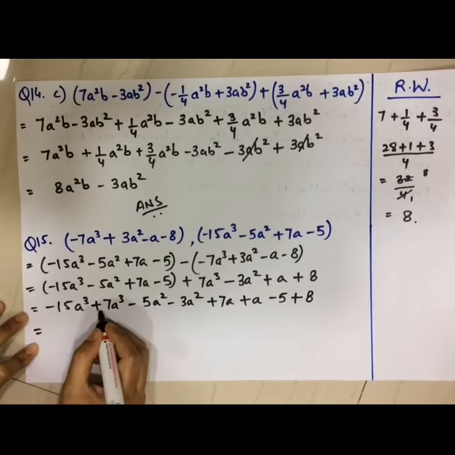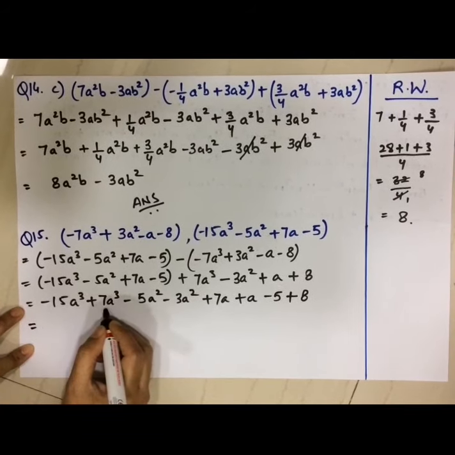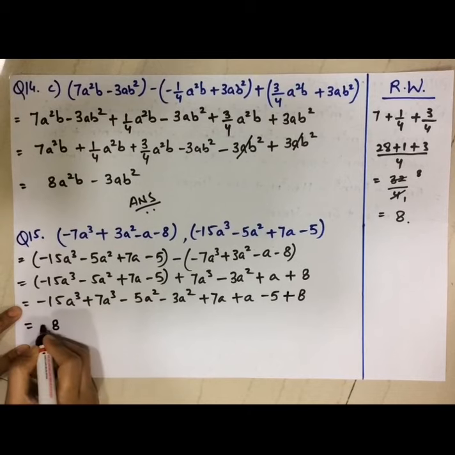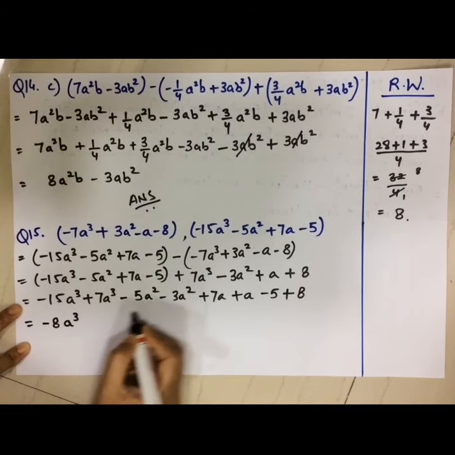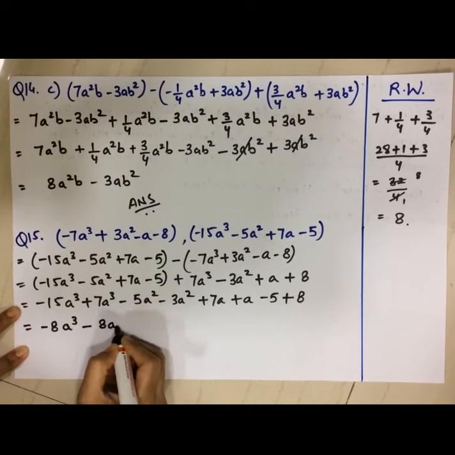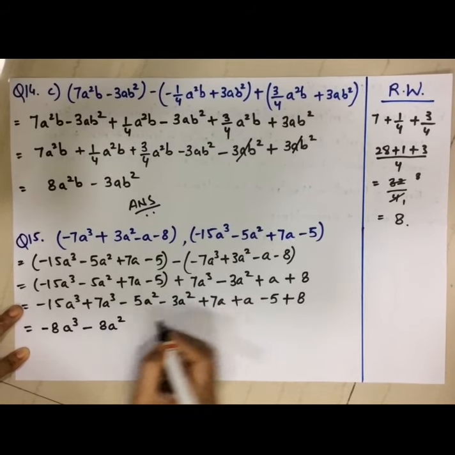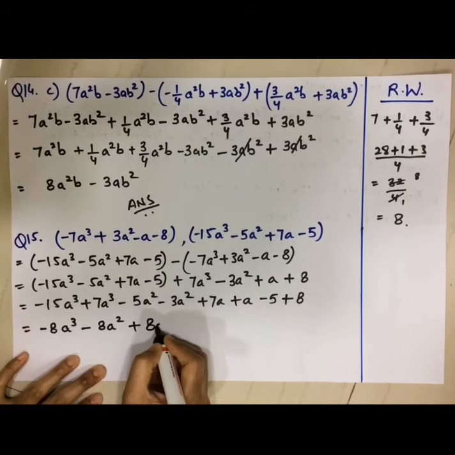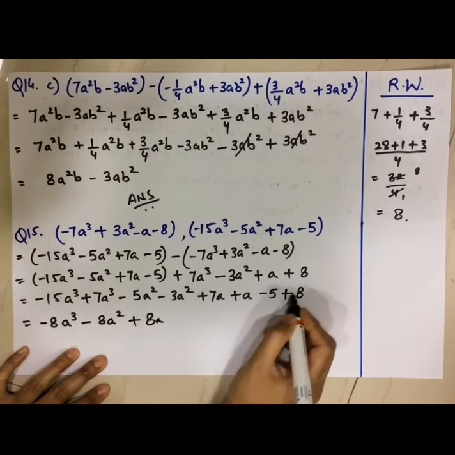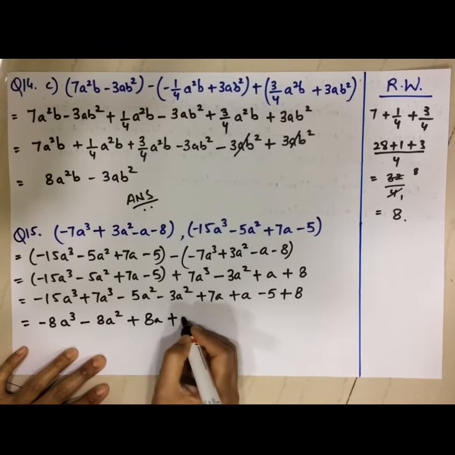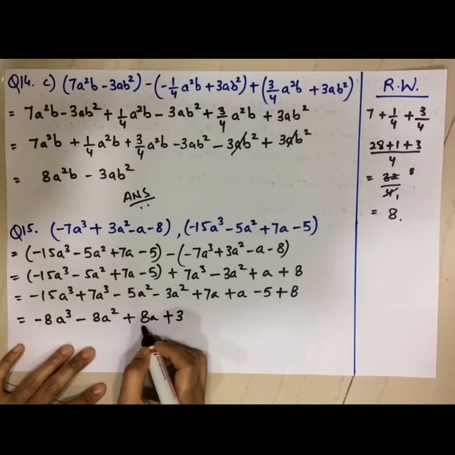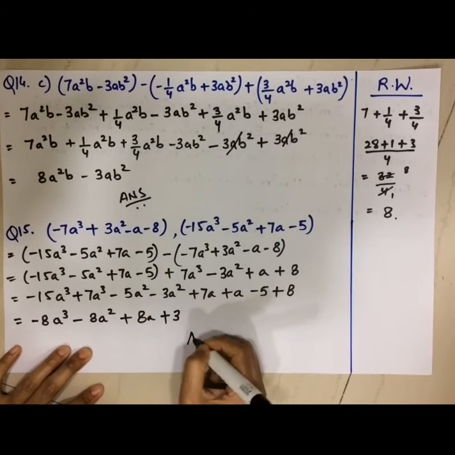So minus and plus is minus, so we have to subtract. 15 minus 7 gives us an 8, and 15 is a higher number, so we put a negative sign. A cube. Minus 5 and minus 3 will give us minus 8a square. Plus 7a plus a is plus 8a. Minus 5 and plus 8: 8 minus 5 is 3, and because 8 is the higher one, we put a plus 3. So our answer is minus 8a cube minus 8a square plus 8a plus 3.